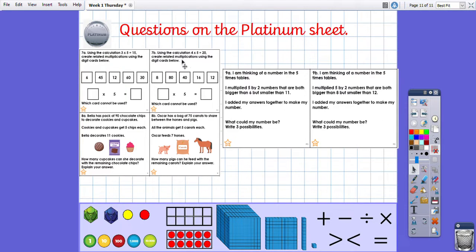And platinum, you have got to tell me which card cannot be used in these questions. You need to tell me how many cupcakes she can decorate. You need to tell me how many pigs he can feed. And then these ones are really tricky. You've got to tell me 3 possibilities for what my number could be for the I am thinking of a number in the 5 times table.